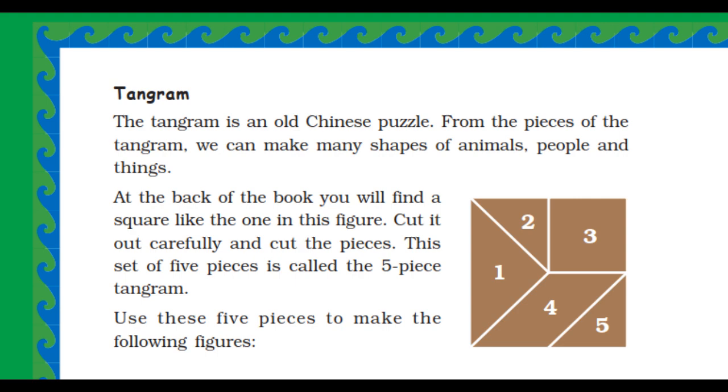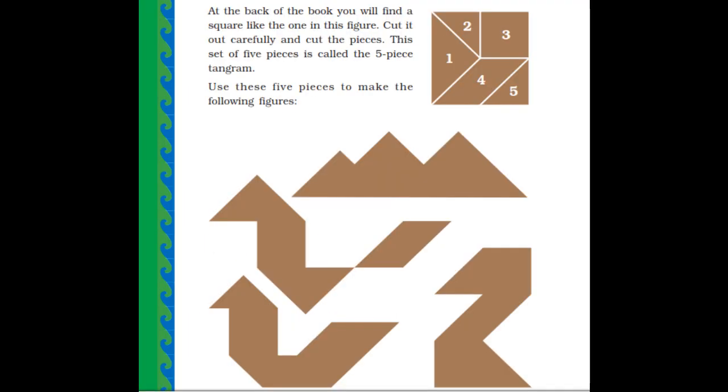Now next page. Tangram. The tangram is an old Chinese puzzle. Now from the pieces of the tangram, we can make many shapes of animals, people and things. At the back of the book, you will find a square like the one in this figure. Cut it out carefully and cut the pieces. This set of 5 pieces is called the 5-piece tangram. Now use these 5 pieces to make the following figures.